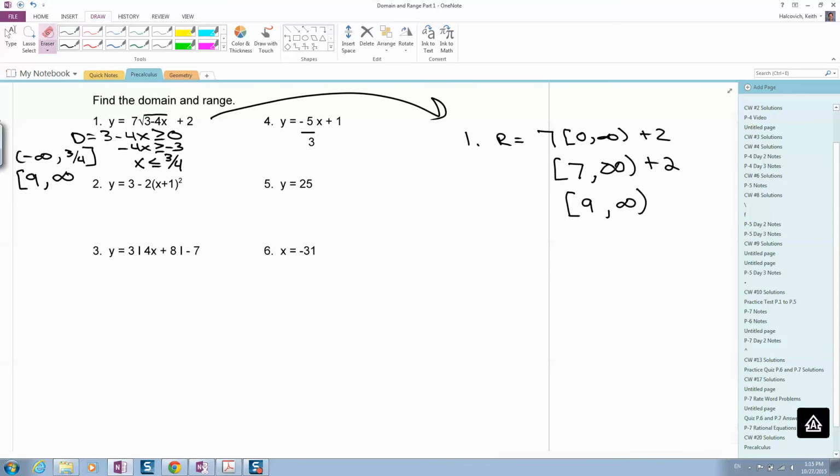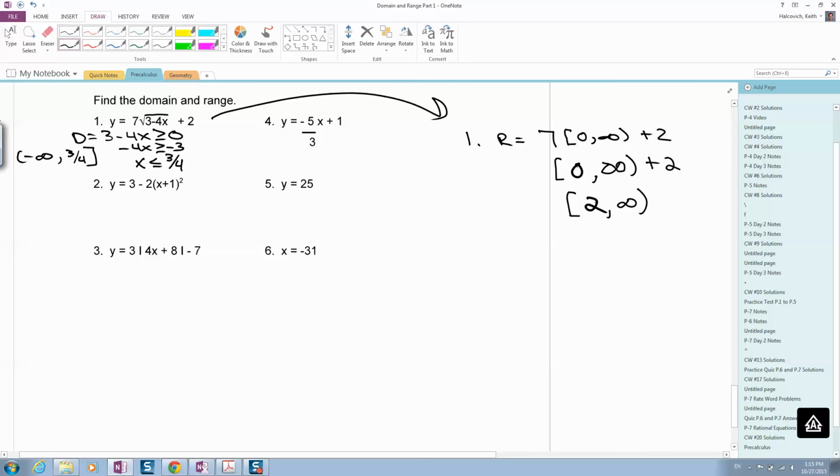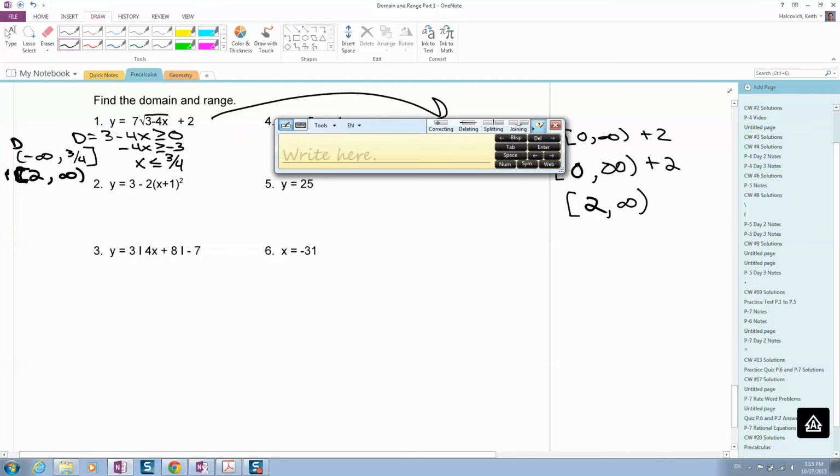Actually, sorry, let's back up. Let's back out of that real quick. 7 times 0 is actually 0, not 7. And so when you add 2, you just get 2. So it's actually, the range is greater than or equal to 2. Sorry about that. So that's the domain and the range.